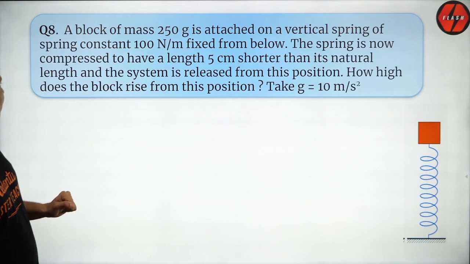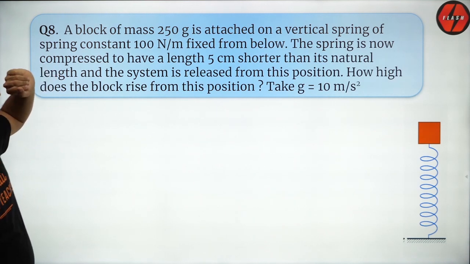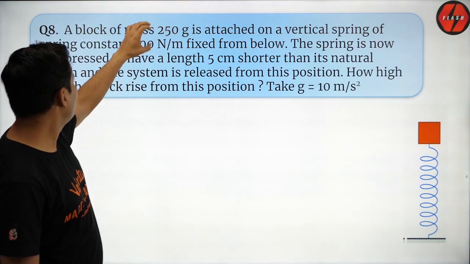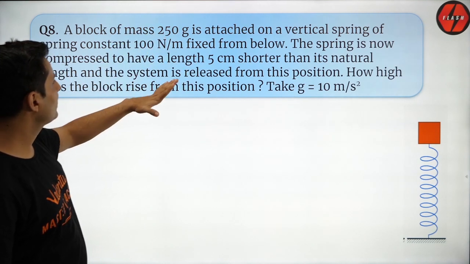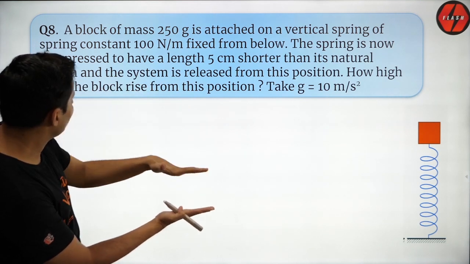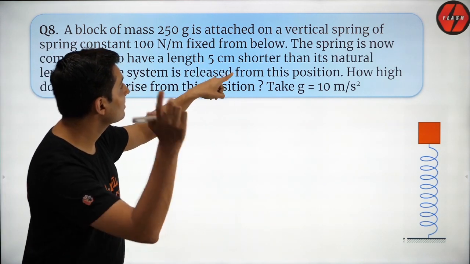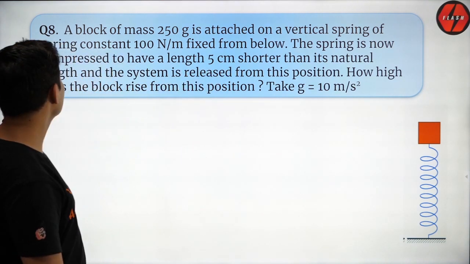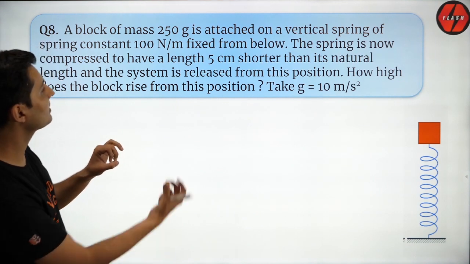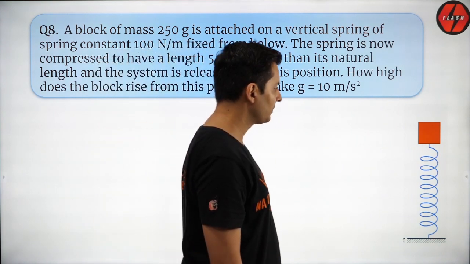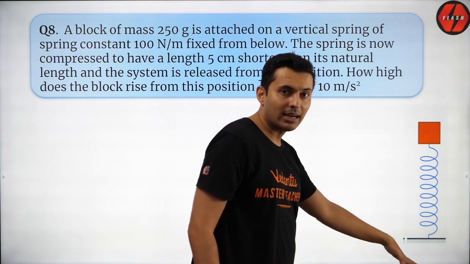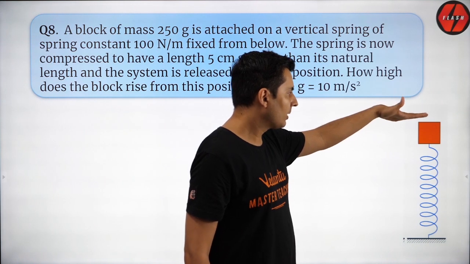Let's go to the next one. Very interesting question again. So there is a 250 gram block attached to a spring of certain constant. The spring is compressed 5 centimeters shorter than its natural length, and the system is released from that position. Okay, how high does it go? Now, because of gravity, what will happen?